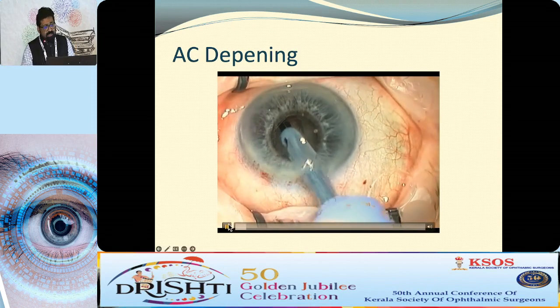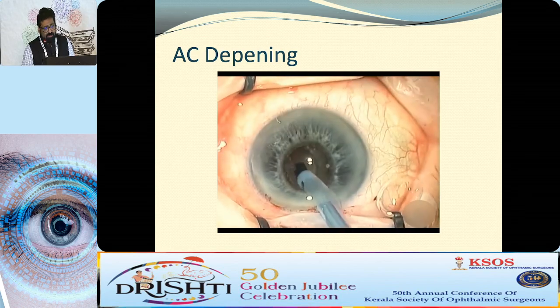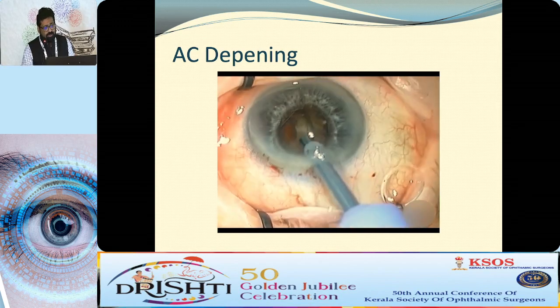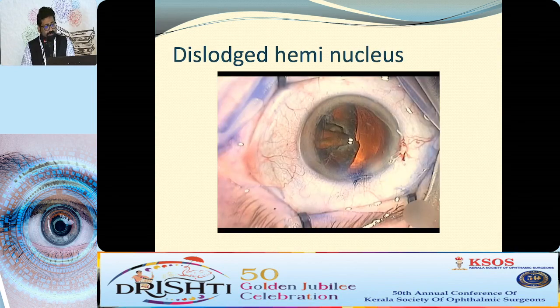And here again, the pupillary slap sign, or the AC deepening. See, while he is going deep, suddenly now the pupil is snapped and the AC has become deep. Very important sign. Okay, this is the dislodged heminucleus.